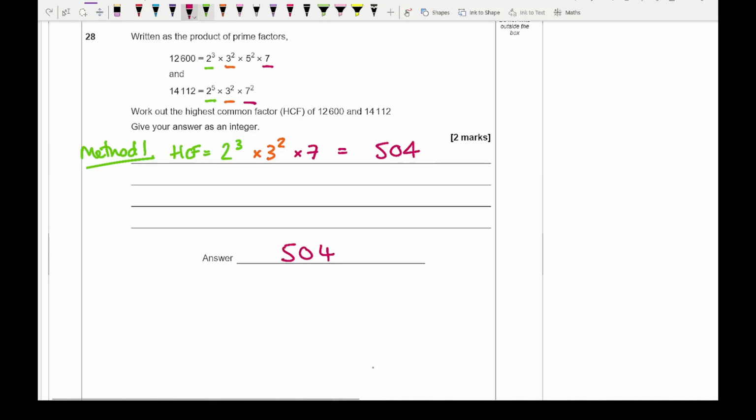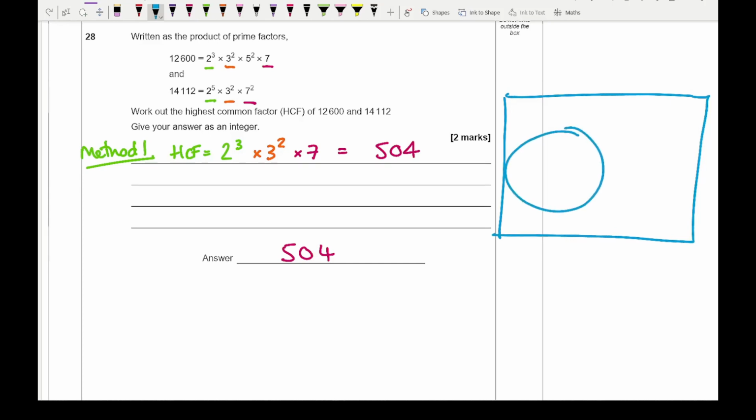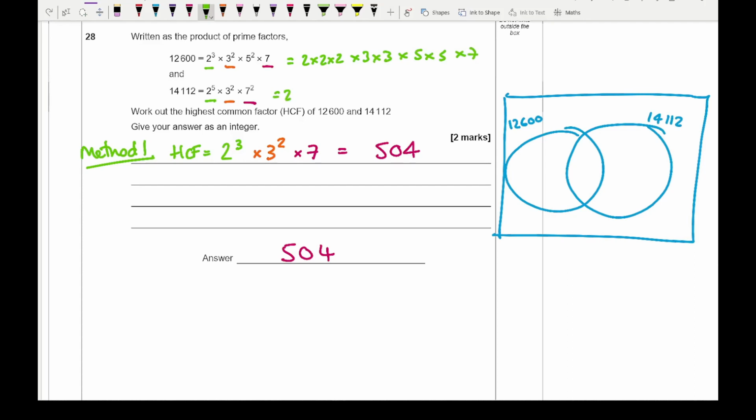Now if I wanted to use a Venn diagram, let me just do that here and draw my 2 circles, and this is 12600. This circle here is 14112, and again if I just write these out, so 2 times 2 times 2 times 3 times 3 times 5 times 5 times 7, and this is going to be 2 times 2 times 2 times 2 times 2 times 3 times 3 times 7 times 7.